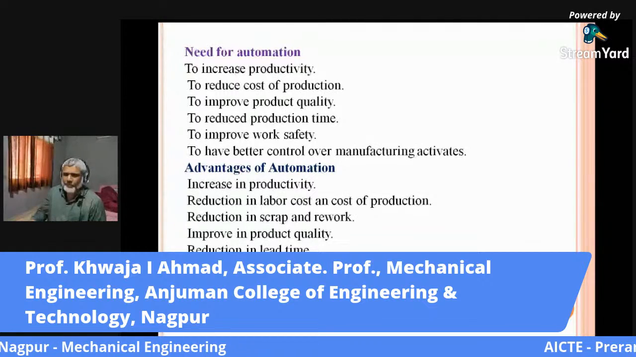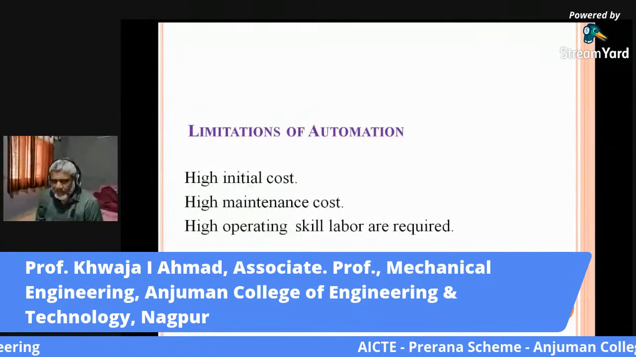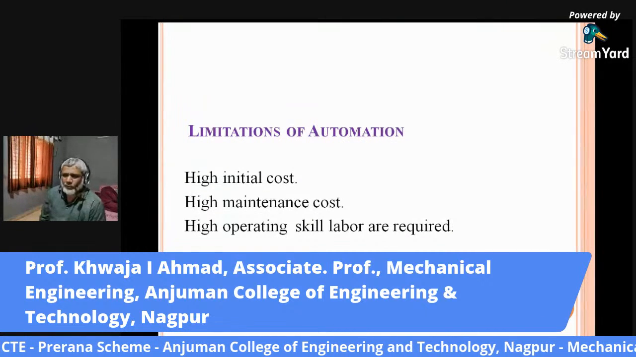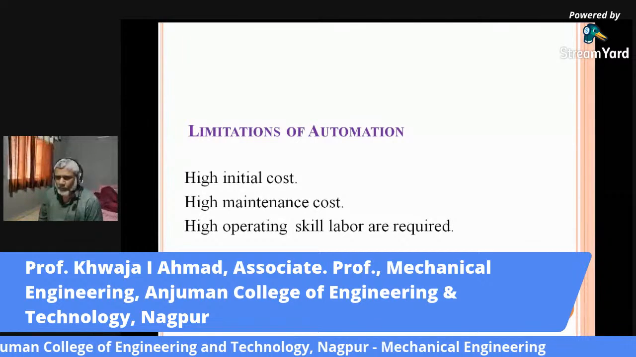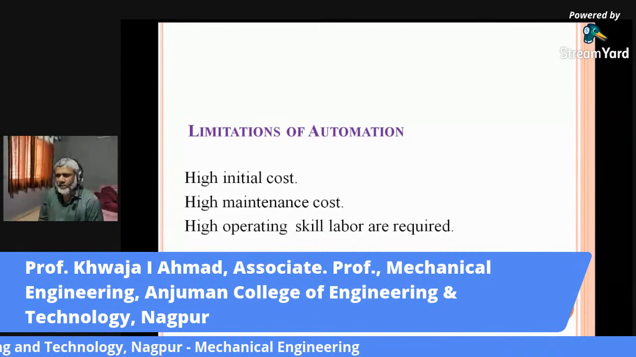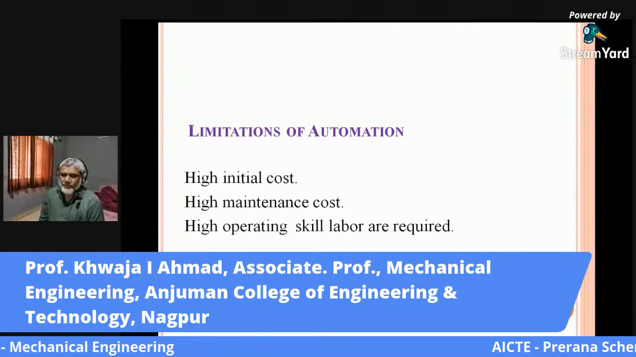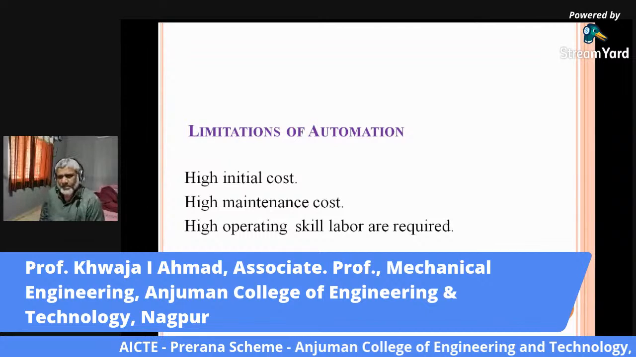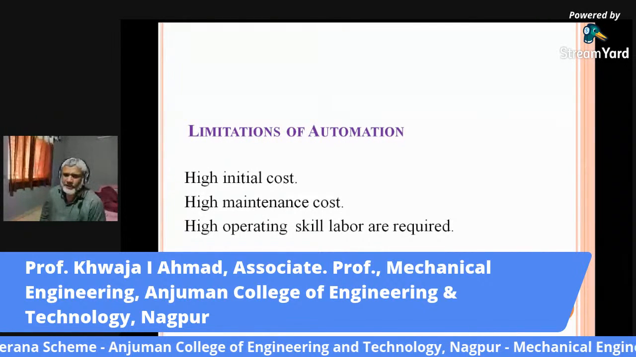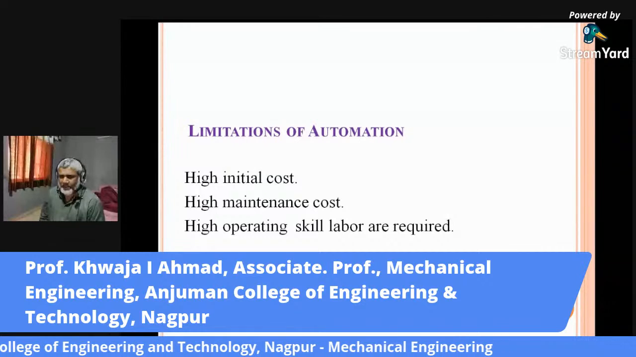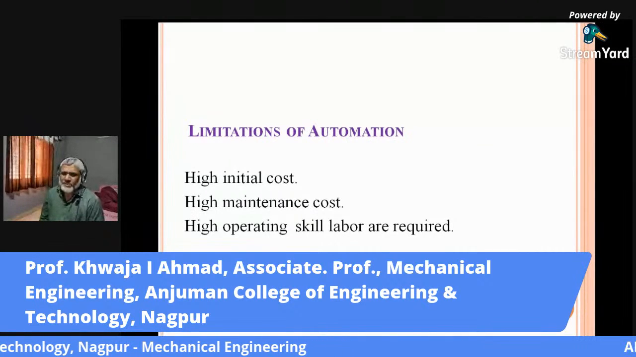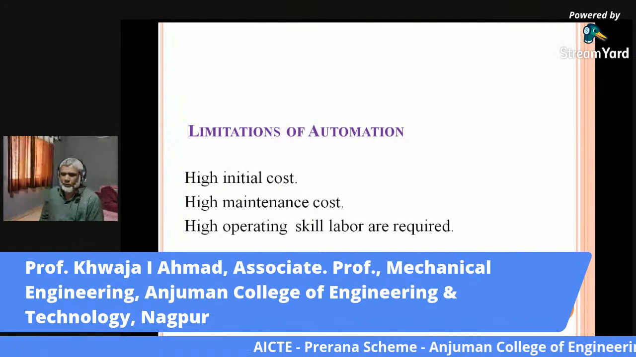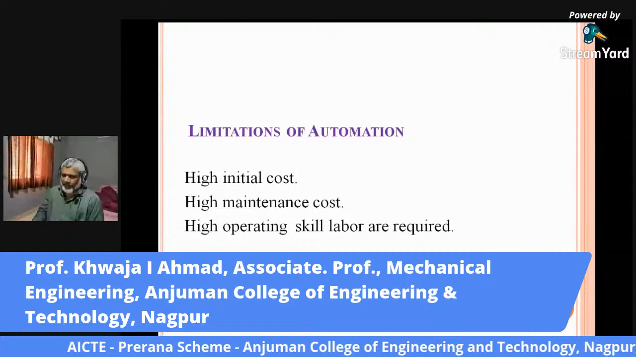What are the limitations of automation? Very high initial cost. At the very first level, you have to invest at a high level for switching over to automation, because automation is concerned with mechanical, electronic, and computer based technology. Similarly, the cost of maintenance of these automated machines is on the higher side. And to operate these automated machines, semi skilled laborers cannot be used. These machines require highly skilled labor.